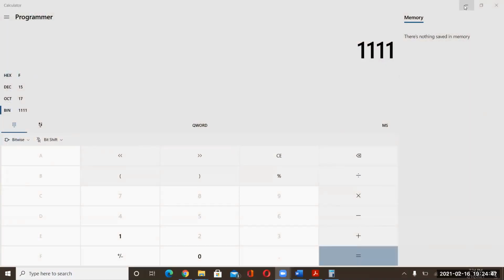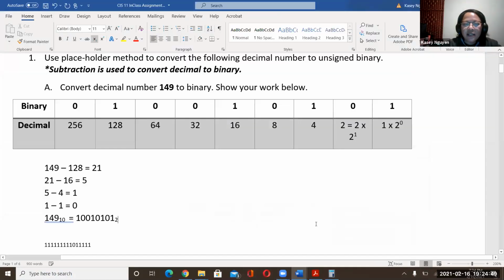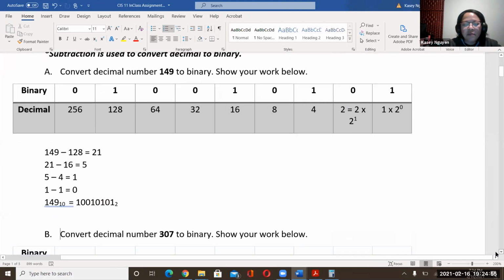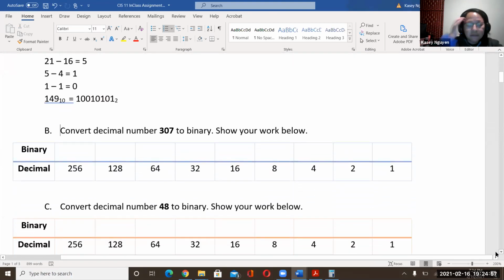Okay. All right. So let's look at the next one. Let me take out this so it doesn't confuse you. Let's try the next one, B, 307.